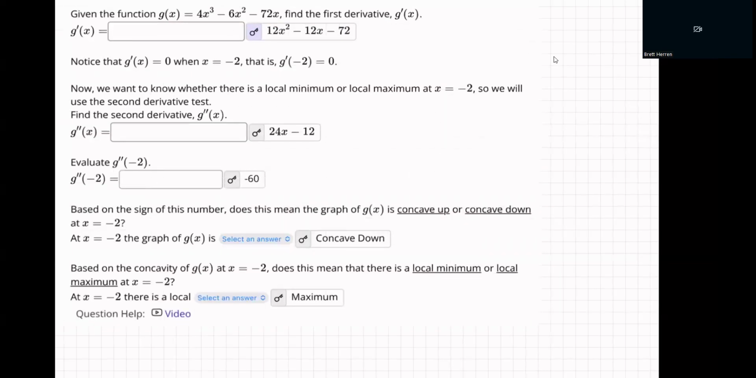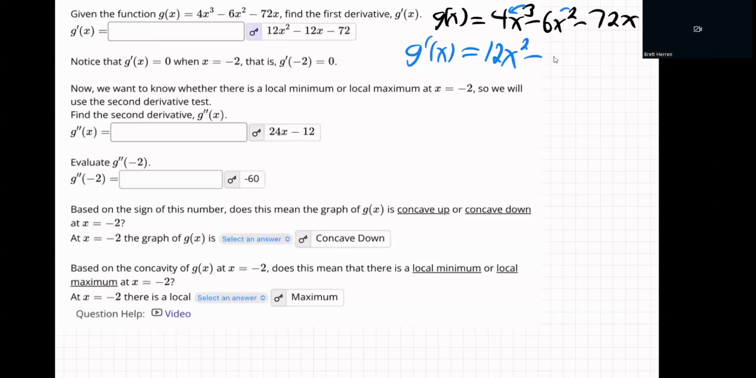So here, let me put it up here. x cubed minus 6x squared minus 72x. G prime of x, just bring down the 3. Lower the power by 1, bring down the 2, lower the power by 1. This 1 power comes down, and then lower the power by 1, it's gone. So there we go. So there's the first derivative.